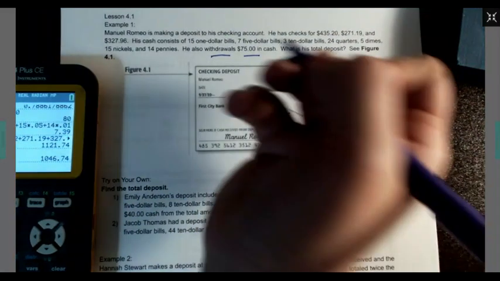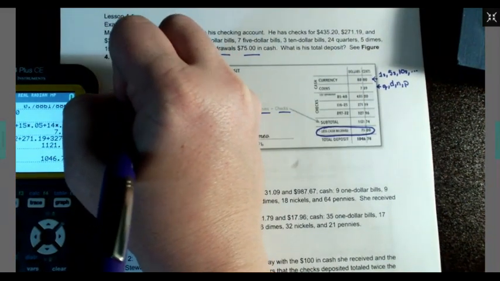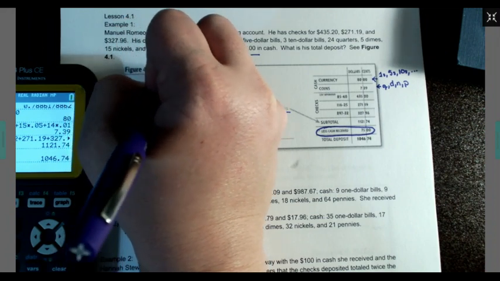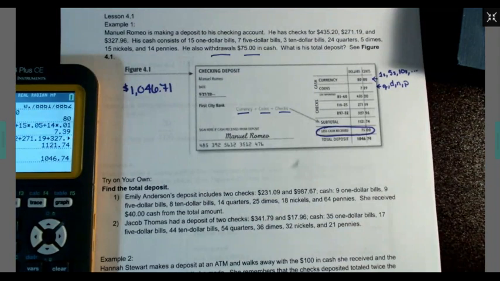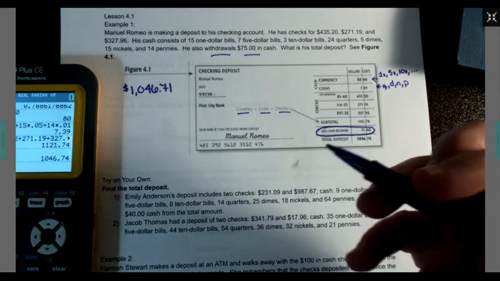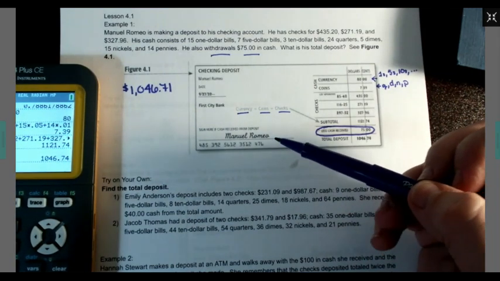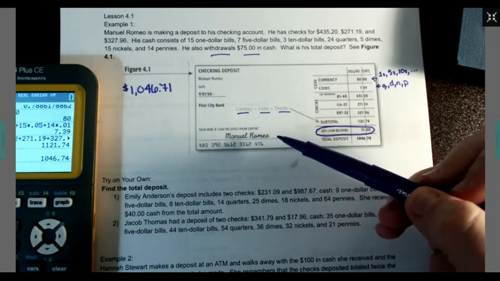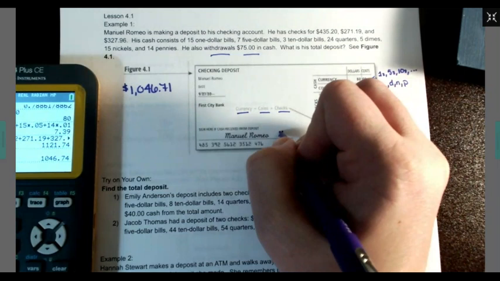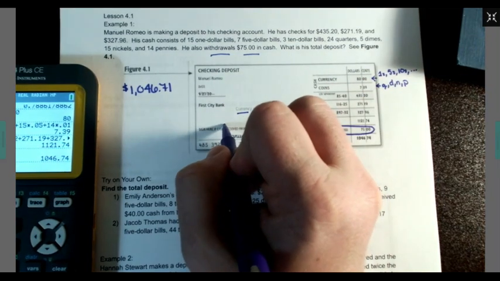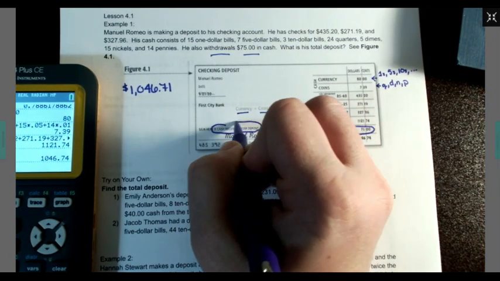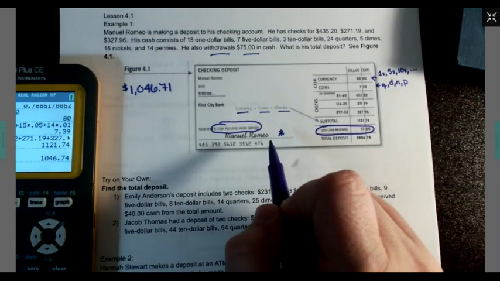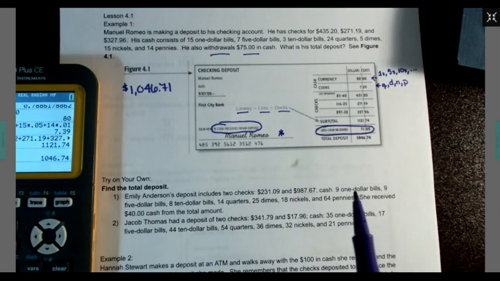So it asked, what is my total deposit? Well, they had actually already figured it out for me. My total deposit is $1,046.74. Now, I do want to make a note here. Notice that this checking account deposit slip has been signed. You only sign this if you are receiving cash. If you choose to take money back out of your account, you must sign your deposit slip.